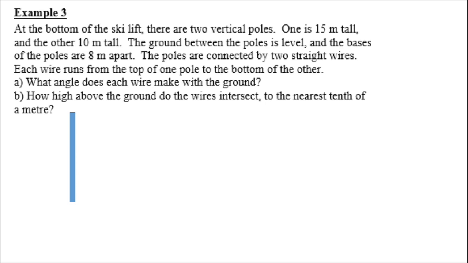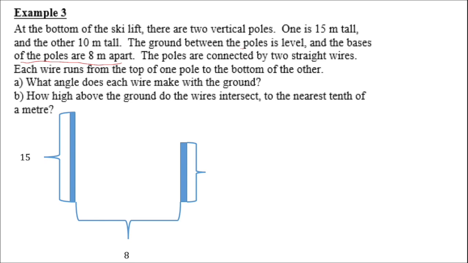Next word problem. It's about a ski lift. And we know that at the bottom of the ski lift there are 2 vertical poles. One is 15 meters tall. The other one is 10 meters tall. The ground between the poles is level, and the bases of the poles are 8 meters apart. So that's 8 meters apart. One's 10, one's 15, one's 8 meters. The poles are connected by 2 straight wires. Each wire runs from the top of one pole to the bottom of the other. What angle does each wire make with the ground?